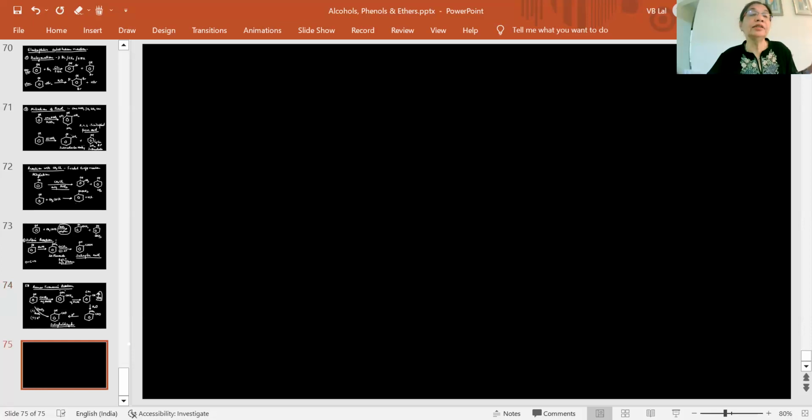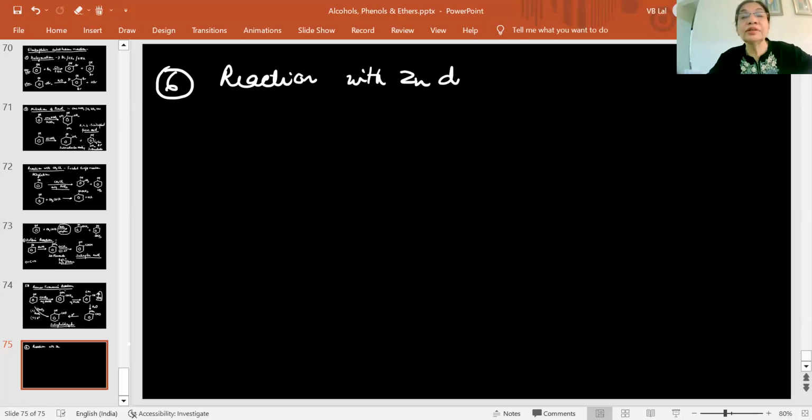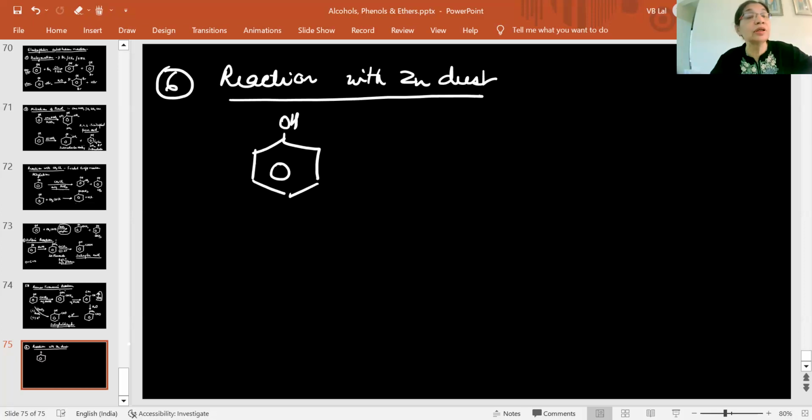Now let us look at reaction number 6 of phenol. Phenol is a very, very important compound, and all reactions are very different. We have to just revise them repeatedly and then learn them. Next is reaction with zinc dust. This reaction is also very important. Why? Because it helps in getting rid of the OH group on the benzene ring, because you use this reaction in conversions. How will you convert phenol into toluene?